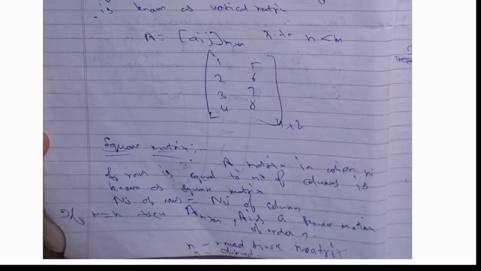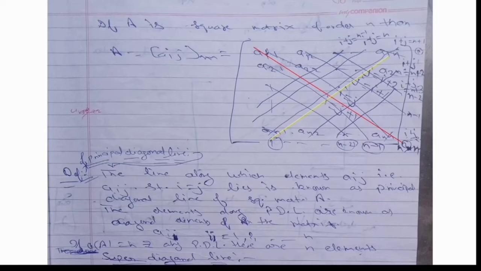Now what is a square matrix? A matrix in which the number of rows is equal to the number of columns is known as a square matrix. So we can say m is equal to n. Then A n cross n is a square matrix of order n. You can also call it a square matrix of order n, like n row square matrix, n column square matrix. Now you can see I have made an n cross n matrix. You can draw this matrix in your notebook because we will use this matrix in our upcoming slides.